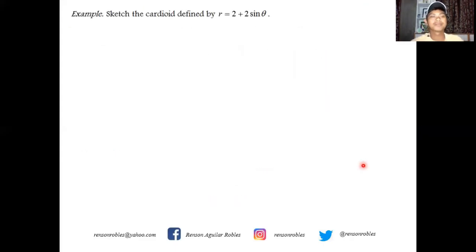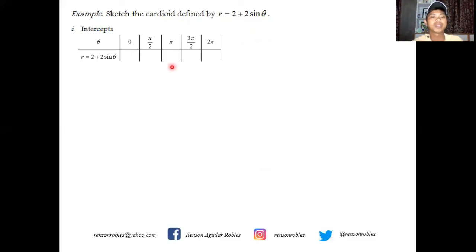Okay, next, we want to sketch the cardioid defined by r equals 2 plus 2 sine theta. Again, a cardioid is a special type of limaçon where the values of a and b are equal. So we again find the intercepts, and then we complete this table.